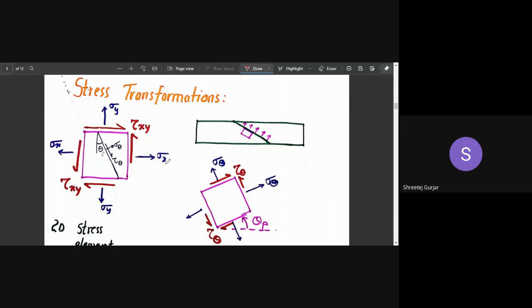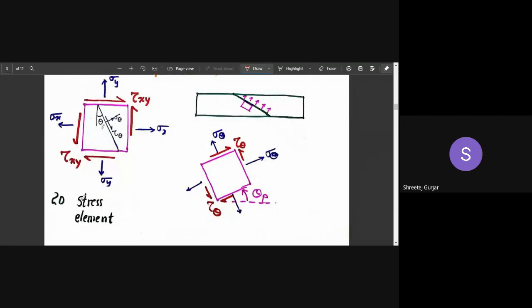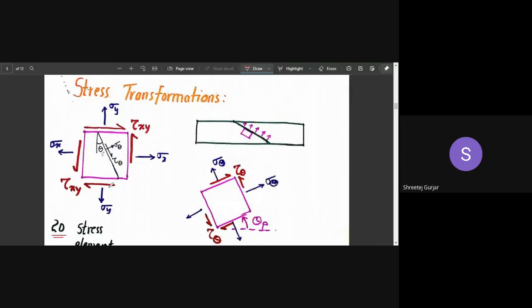So sigma x is in the x direction, sigma y is in the y direction, and then tau xy is the shear stress. This is what we have considered, a 2D stress element, not a 3D one. We have considered just a 2D stress element.